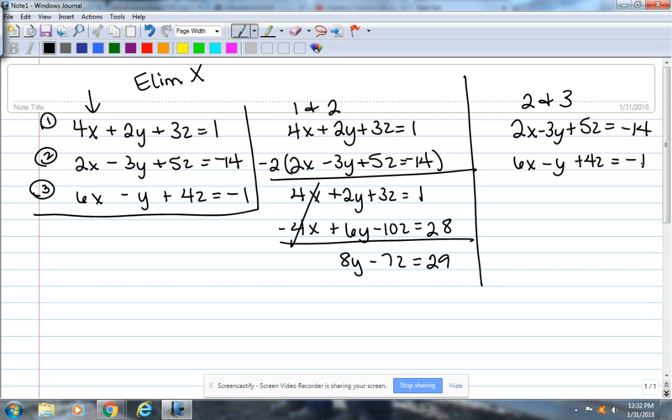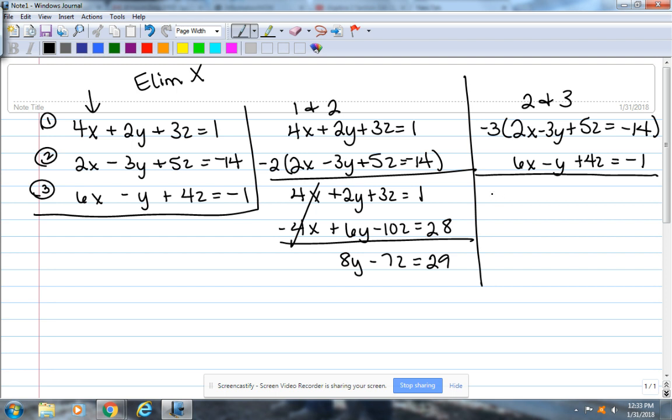The same variable that you eliminated with the first set of equations, you need to eliminate with the second set. Since we eliminated x the first time around, I'm trying to eliminate x again. The bottom has a 6x, so to get the top to cancel out with it, I need a negative 6x. I can get a negative 6x by multiplying the top row by negative 3. Remember, whatever you do, you have to do it to the whole equation. So I'm going to multiply the whole top equation by negative 3.